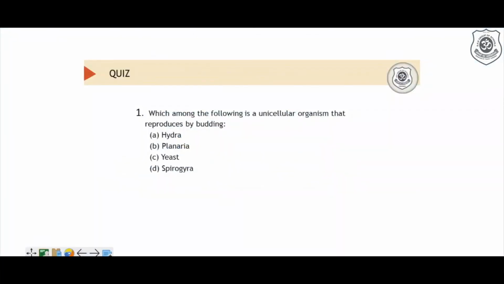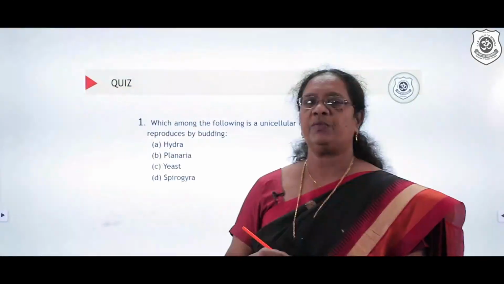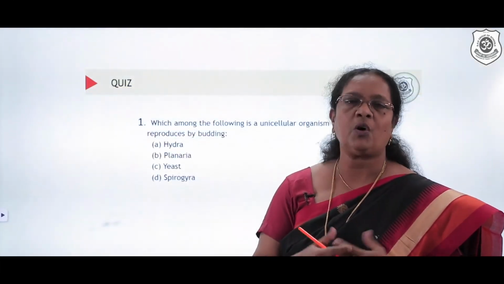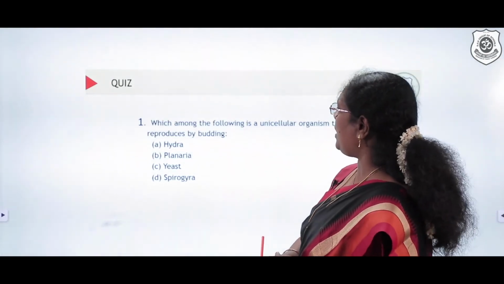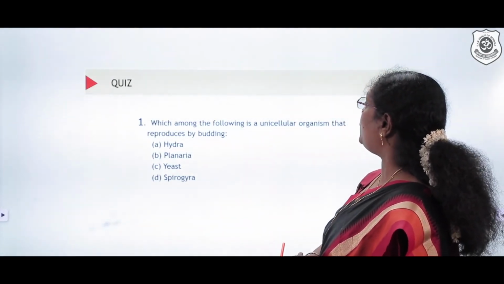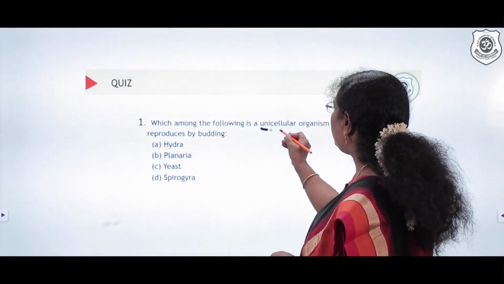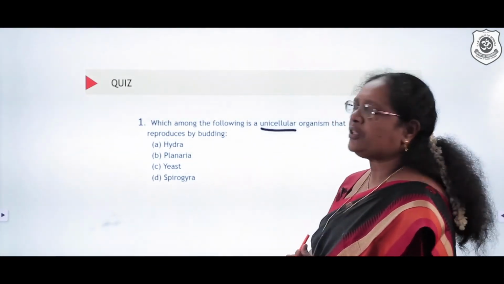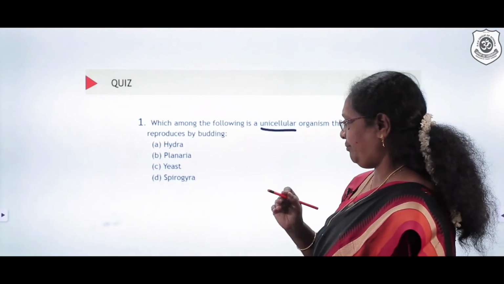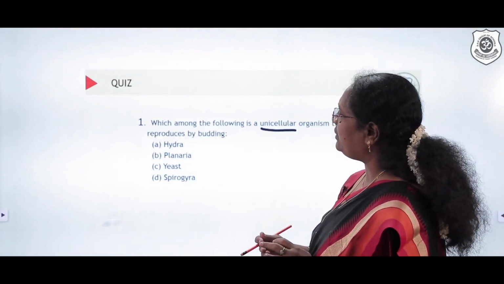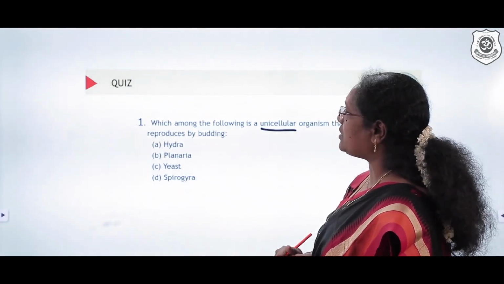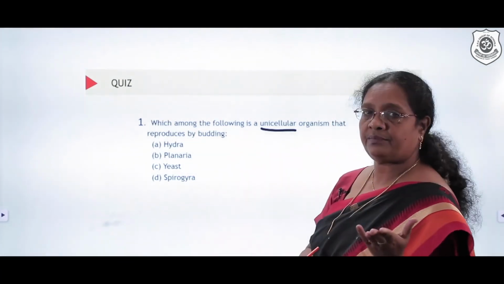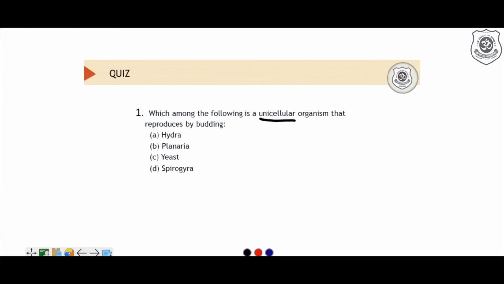Fine, we just studied asexual reproduction. We quickly move over to a quiz about what we have understood in this module. Which among the following is a unicellular organism that reproduces by budding? We have Hydra, Planaria, yeast, and Spirogyra. It says a unicellular organism reproducing by budding. Right, the answer is yeast.